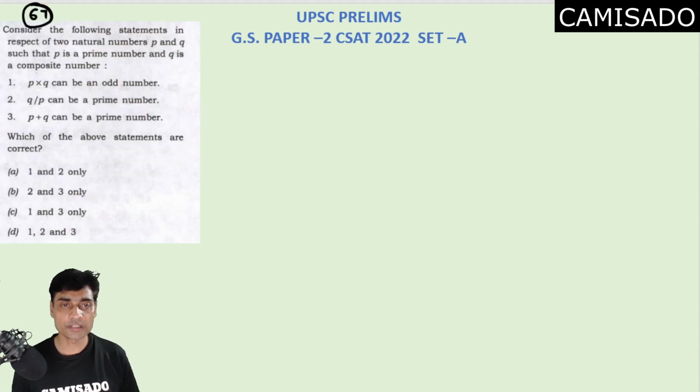Now the next part, consider the following statement in respect of two natural numbers P and Q such that P is a prime number. P should be a prime number basically, and Q should be a composite number.